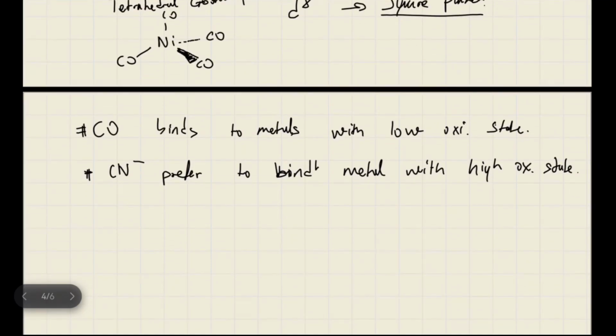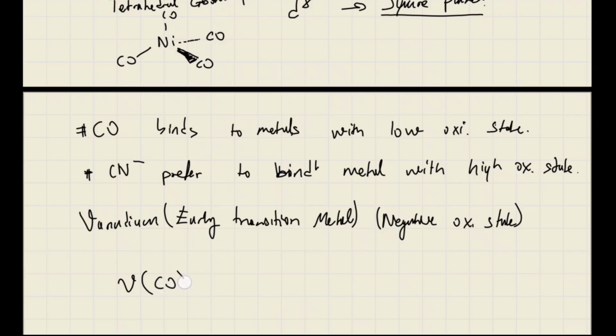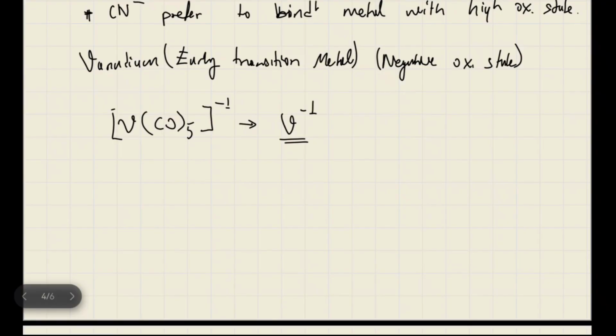And by the way, for some ligands, for instance, vanadium, it's a very interesting compound, I guess. It's an early transition metal, and it can take a negative oxidation state. One example is V(CO)5 with a minus 1 charge, and this vanadium compound has a minus 1 charge. It's very interesting, and we will talk about some reactions and reaction mechanisms, and we will predict the geometry.